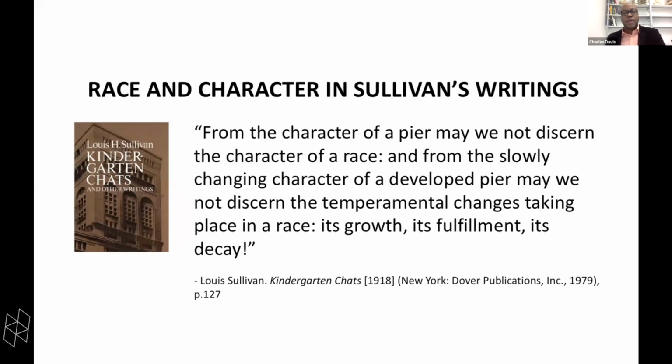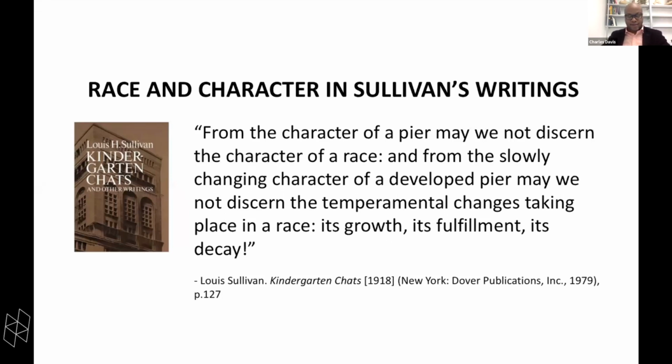One example can be found in Kindergarten Chats, where he says, "From the character of a peer, may we not discern the character of a race? And from the slowly changing character of a developed peer, may we not discern the temperamental changes taking place in a race, its growth, its fulfillment, its decay."